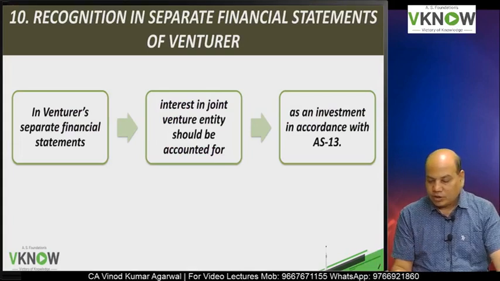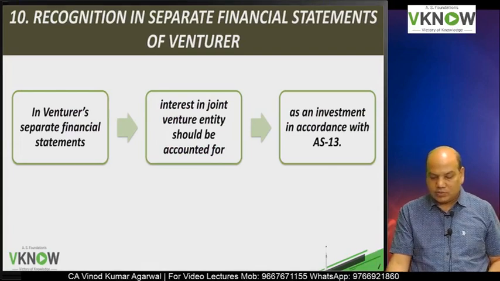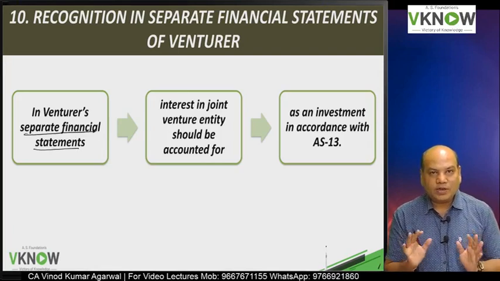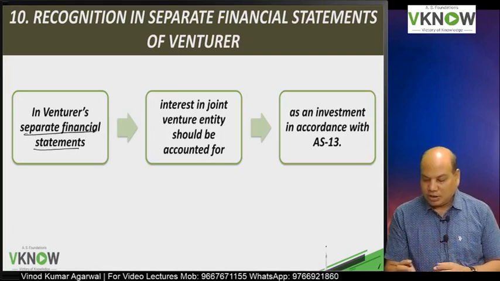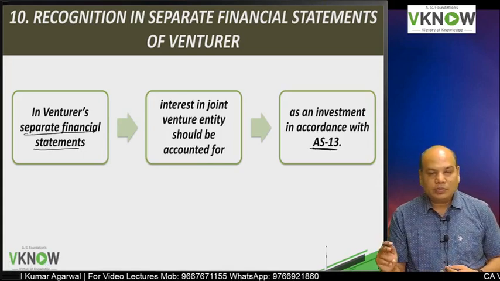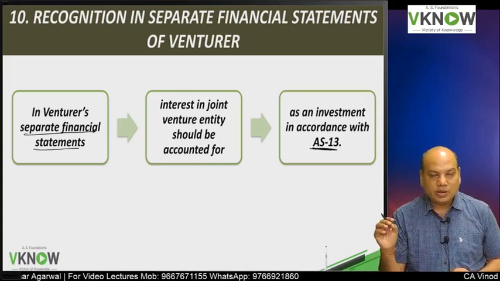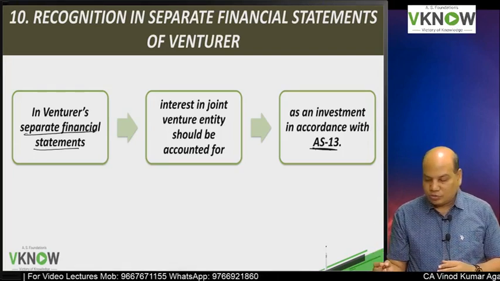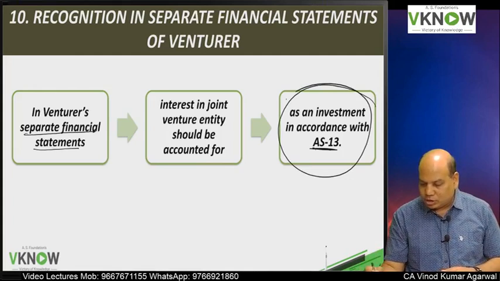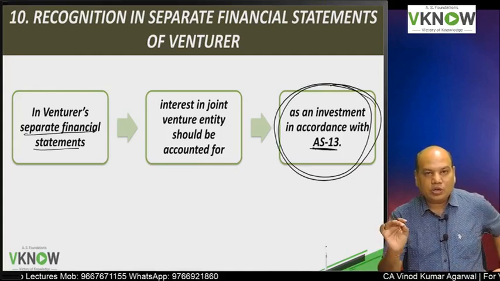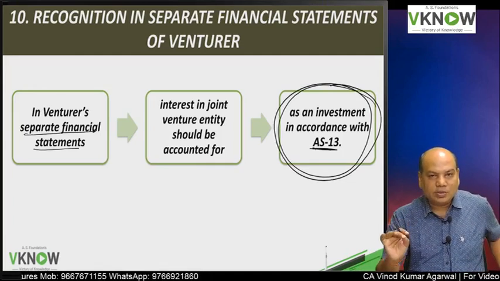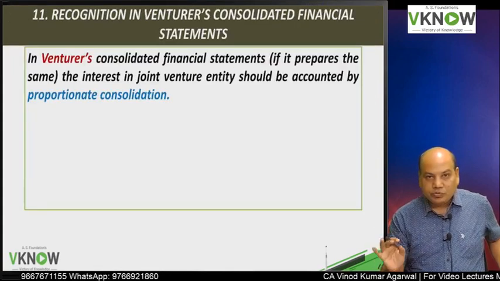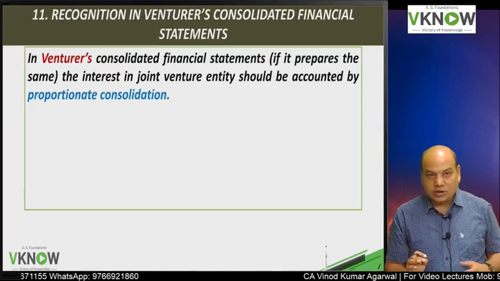Para 10. As far as separate financial statement is concerned, venturer's separate financial statement, AS 13 will be followed. Investment in joint venture will be presented under accounting standard 13. So that will be presented as a long-term investment, and all the rules of AS 13 applicable for long-term investment will become applicable here. And what about consolidated financial statement?